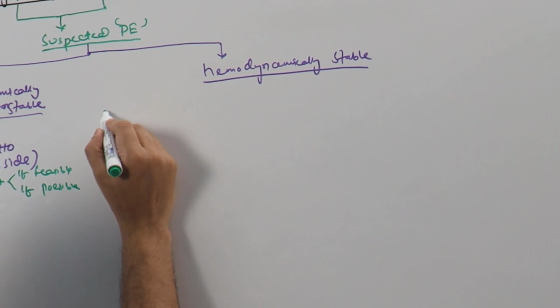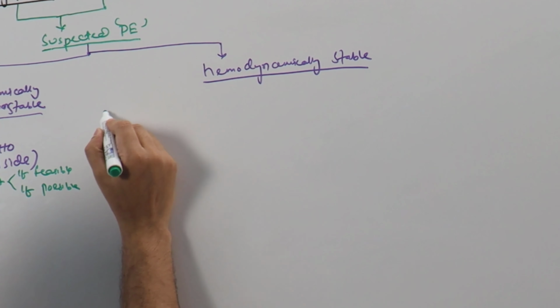If it is positive, then you start treatment, right? Because you had suspected PE, and now you have confirmed evidence of DVT, so you start treating. If it is negative, what will happen? If it is negative and there is still high suspicion of PE, in that situation, what will you do? We'll follow the other protocol.